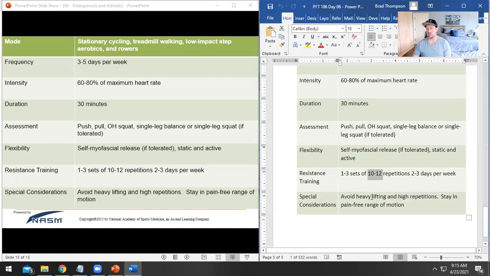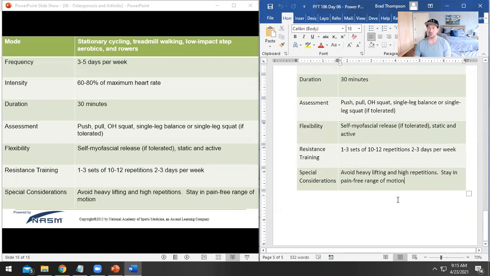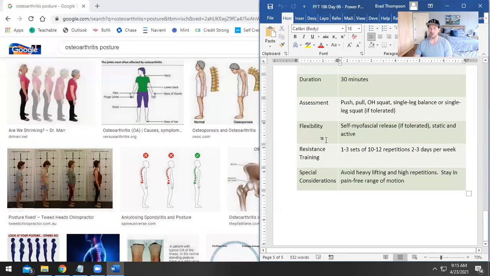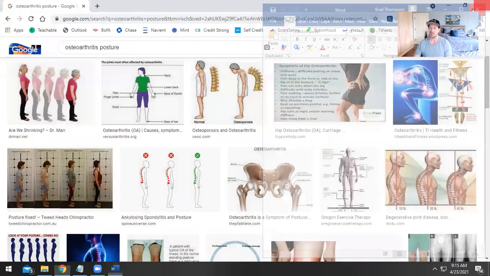And you can see that here. Avoid heavy lifting and avoid high repetitions, and always make sure you are staying in a pain-free range of motion. Don't do exercises that are taking your client into really extreme ranges of motion, because that can have really negative effects and can cause those joints to start grinding.